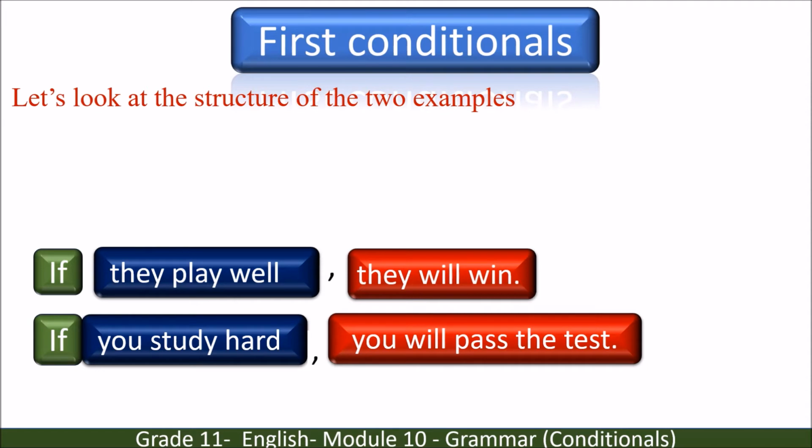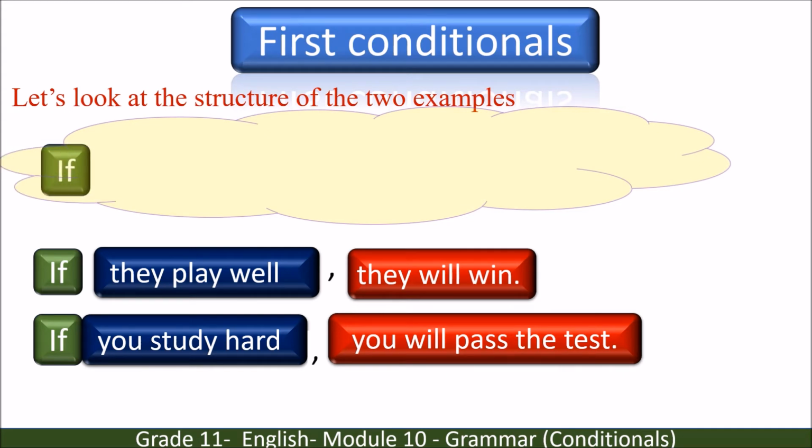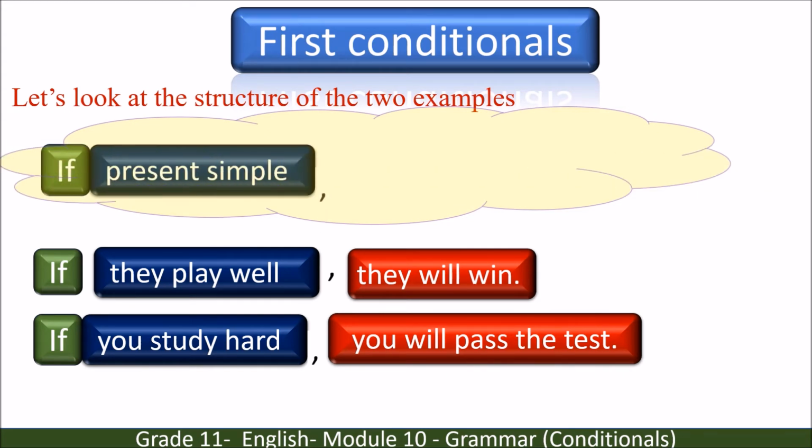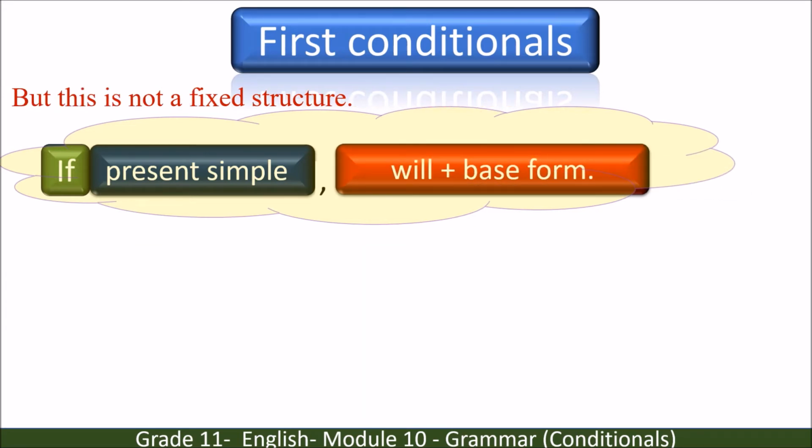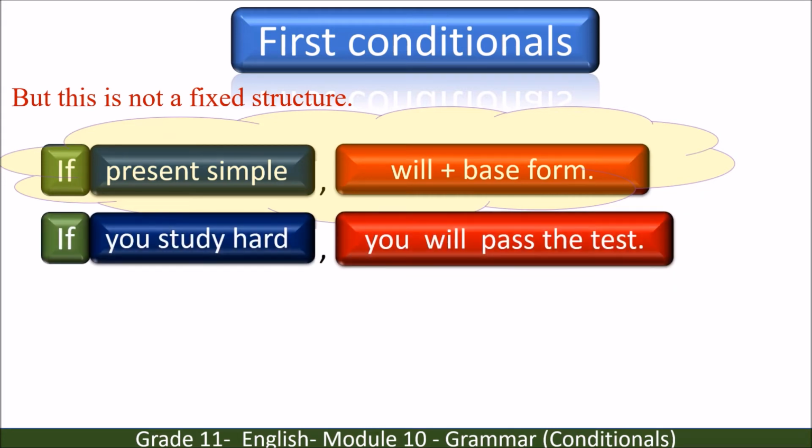Now let's look at the structure of these two examples here. Can you now tell what the structure of a first conditional sentence is? Exactly. It's if, followed by present simple, then will, and base form. But this structure is not a fixed structure. Although will is the most common word we use in the first conditionals, we can sometimes replace it with other modals. For example, in this sentence, if you study hard, you will pass the test.